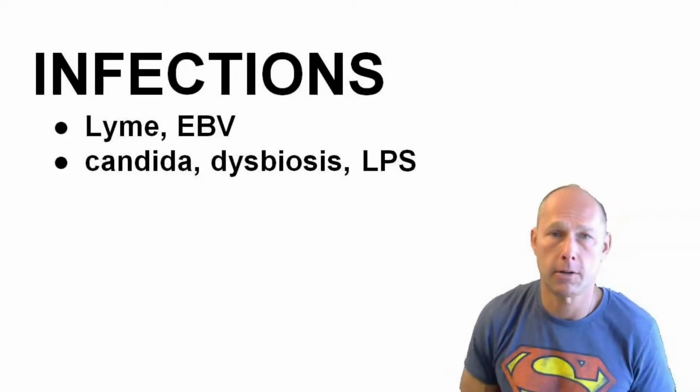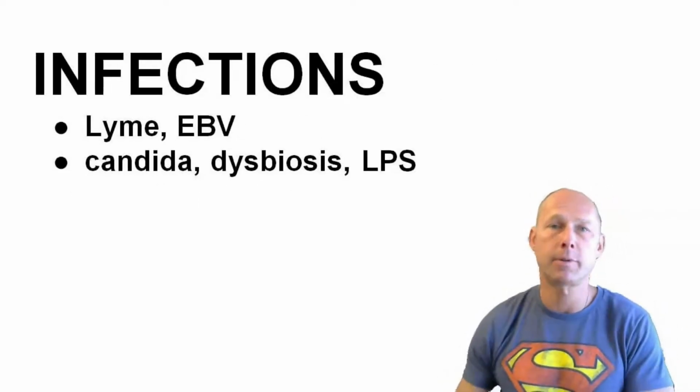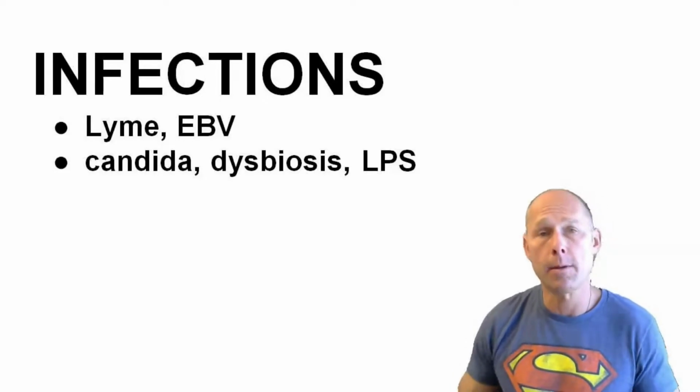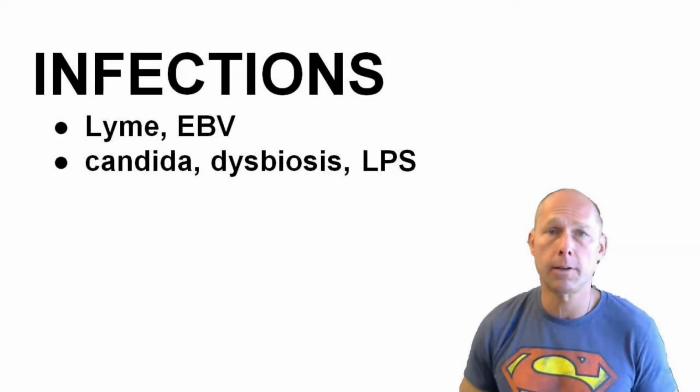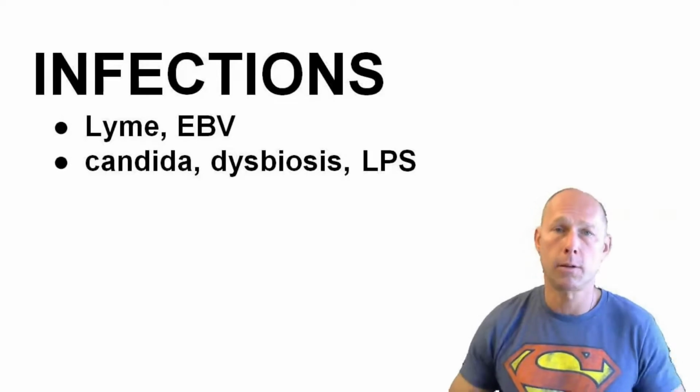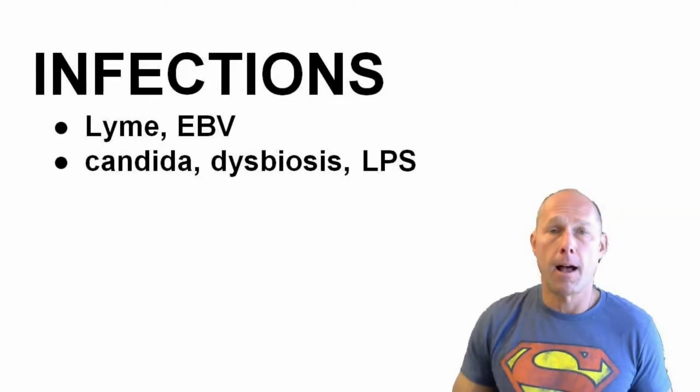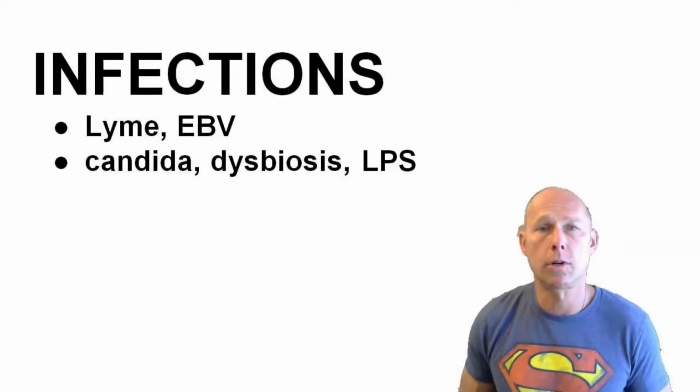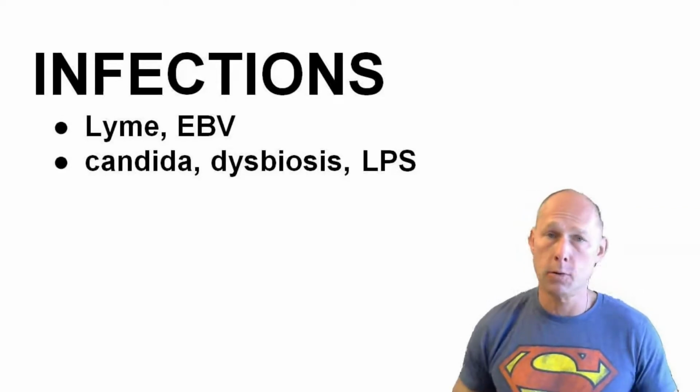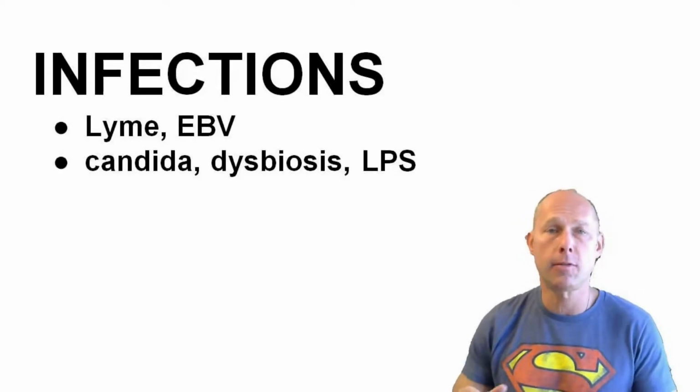Next, we have infections. So things like Lyme, Epstein-Barr virus. There are many more, but these are just two that I've dealt with personally, so I put these on there. But when you're dealing with these different infections, that's an internal source of inflammation. Now, if you're doing everything right, your body's able to handle these infections.